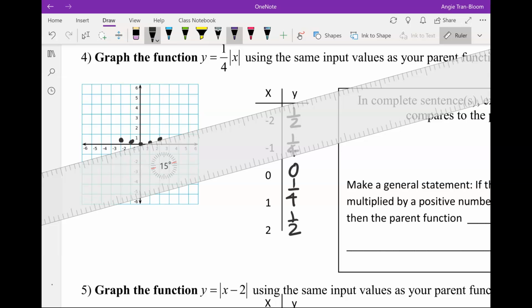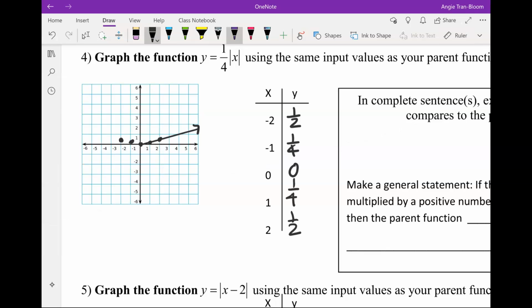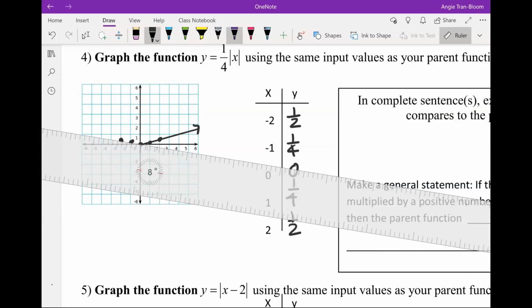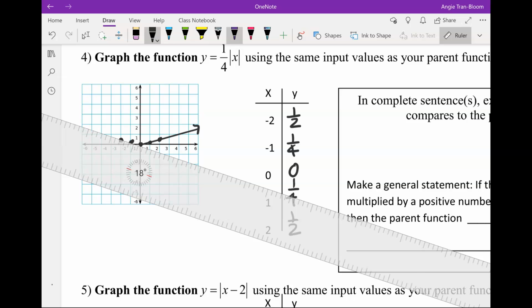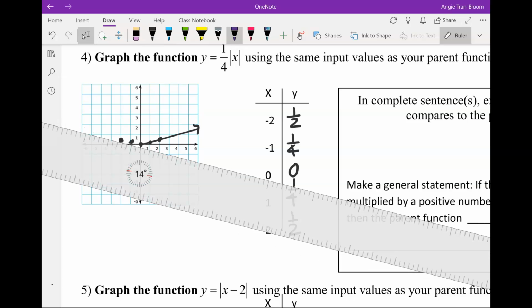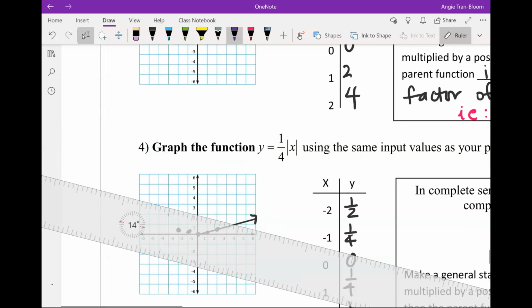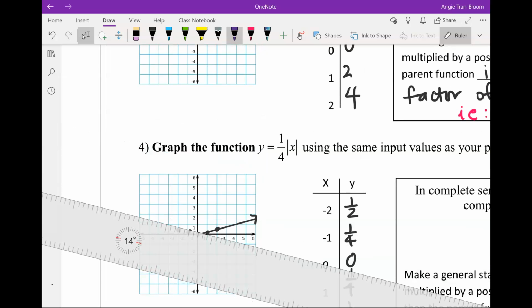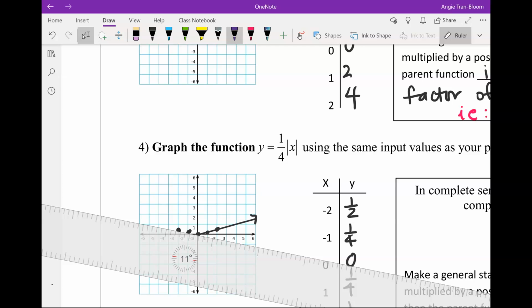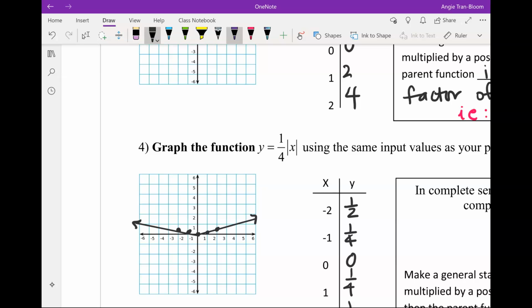What shape is this? A very, very wide V. You are right. Okay, it's always a V, class, if it's an absolute value function. What if I make a U? Not okay. Okay? Not okay. Go ahead and you and your team compare. What's the difference? How is this different from the parent?